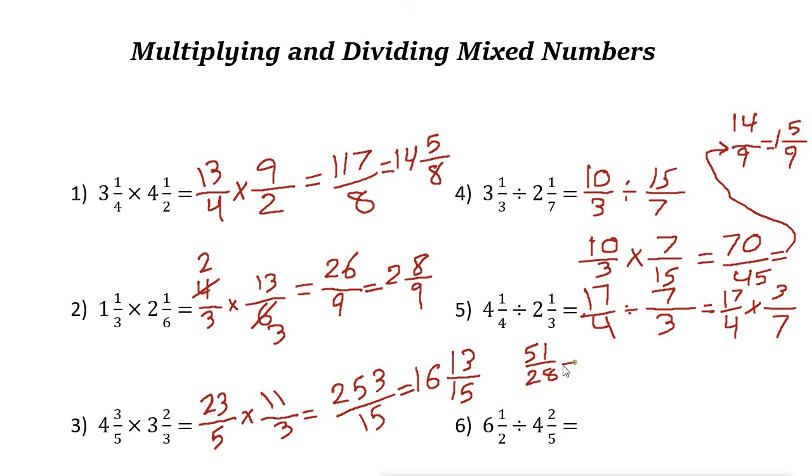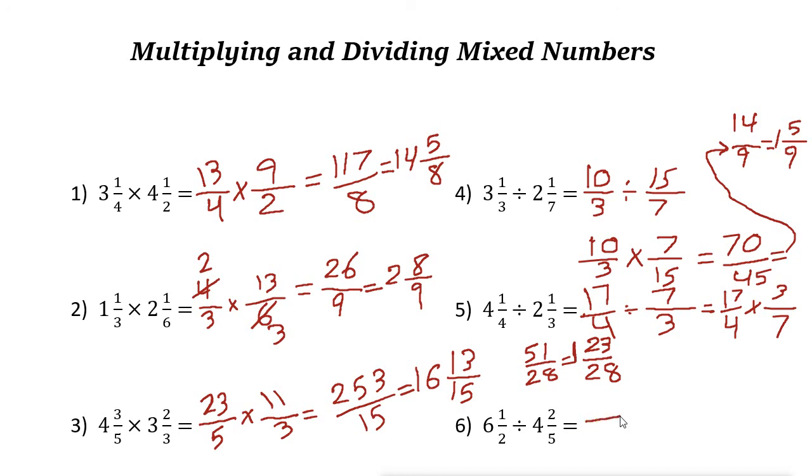Now if you divide 51 by 28, the whole number is 1, and the remainder is 23. And we don't change the denominator. The denominator is the same. So 1, 23 over 28 is the answer.